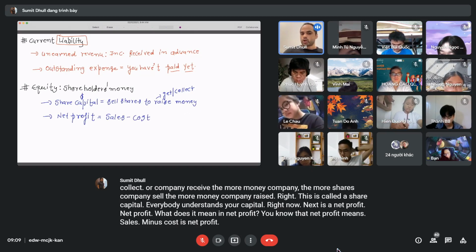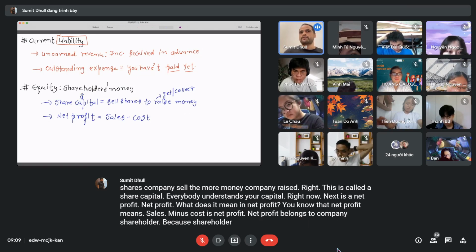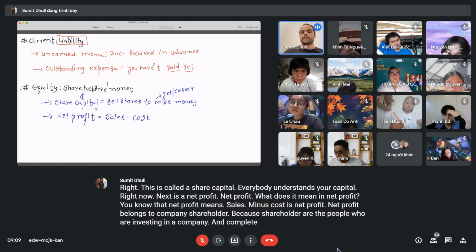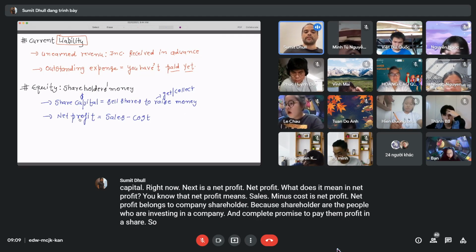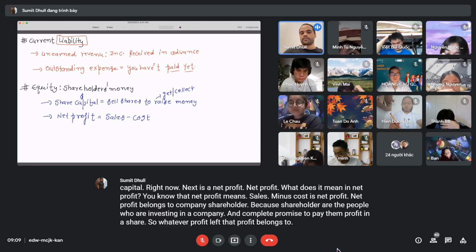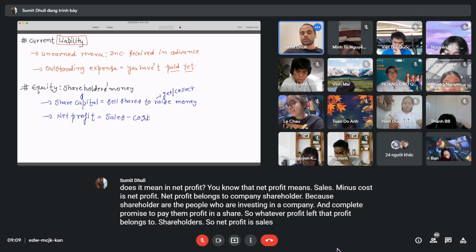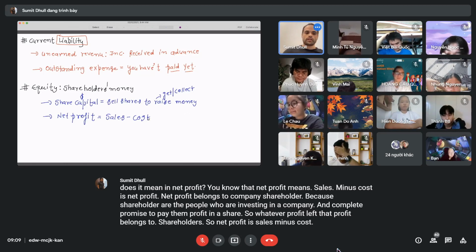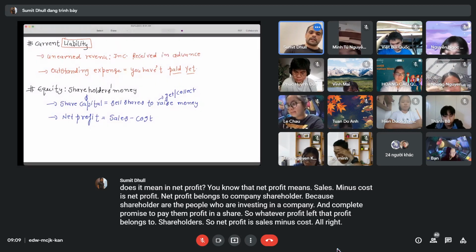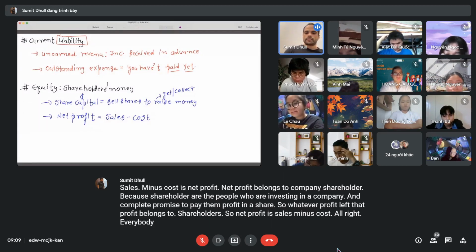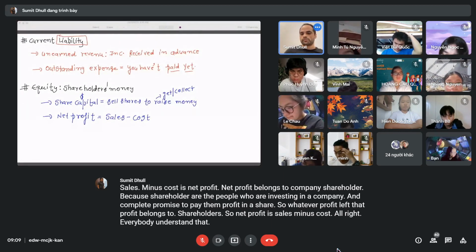Net profit belongs to the company's shareholders, because shareholders are the people who are investing in the company, and the company promises to pay them a profit on their shares. So whatever profit is left belongs to shareholders. So net profit is sales minus cost. All right. Everybody understand that? Yes or no?